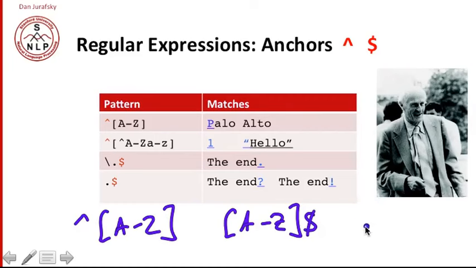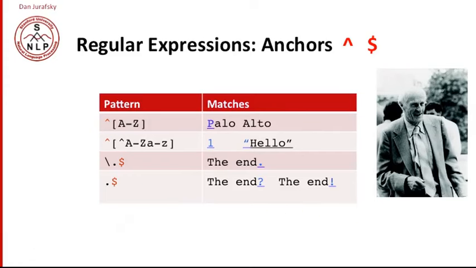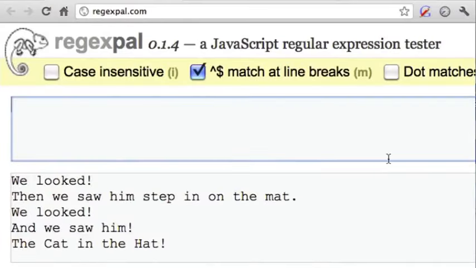And then if we want to talk about a period, since periods are a special character, we have to escape them. Backslash period means a period. So a period by itself means any character. Backslash period means a real period. Let's go look at some of these.